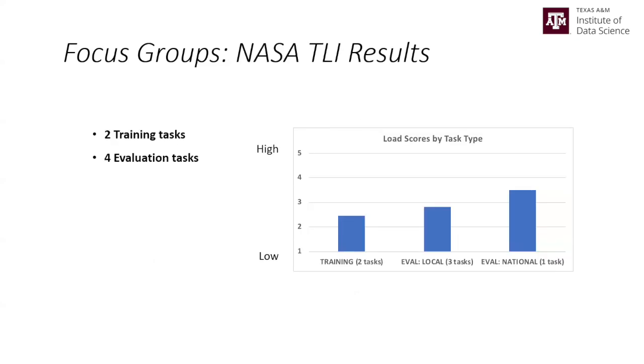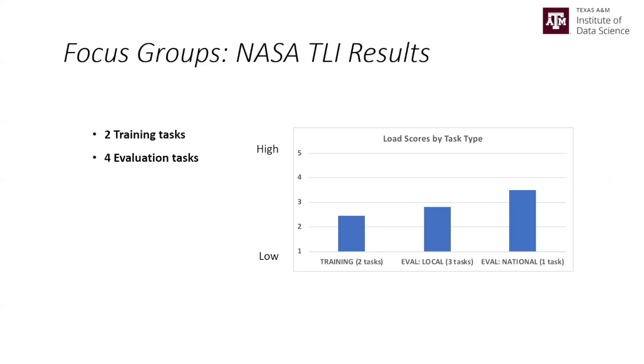All right, so this is where we start to see some of those challenges associated with the national map product that I mentioned a few minutes ago. These are those NASA Task Load Index results for training and evaluation tasks. We knew the national map was a little rough, so we asked them to spend a little less time with it, because we didn't want to get bogged down there, but we did want to get some feedback because we wanted to produce a good product there.